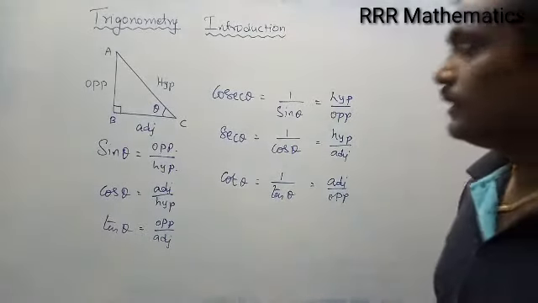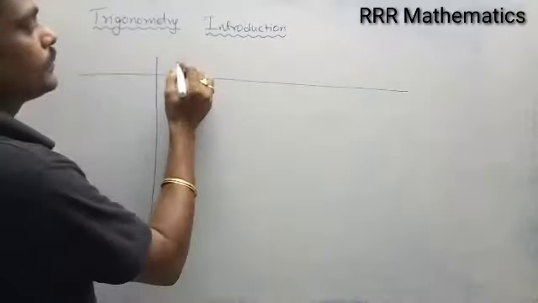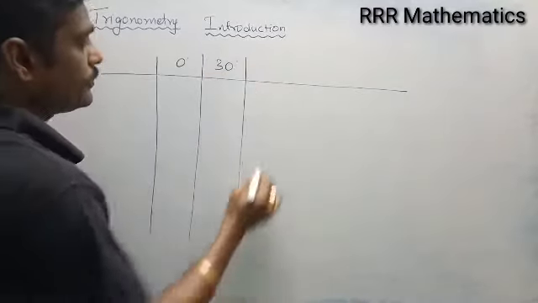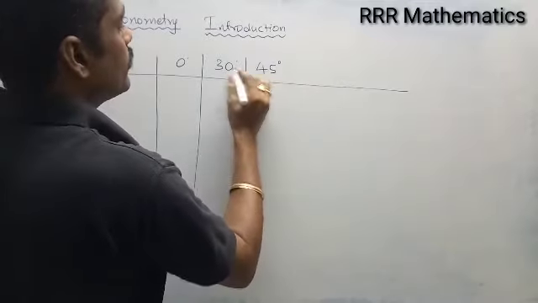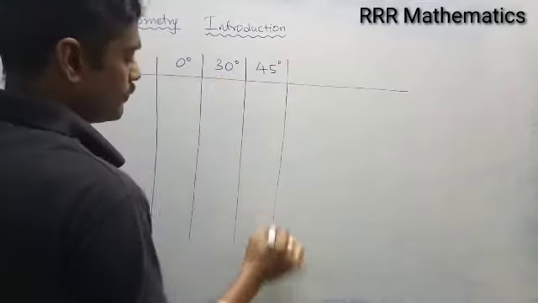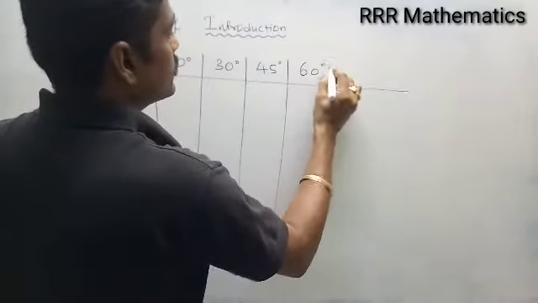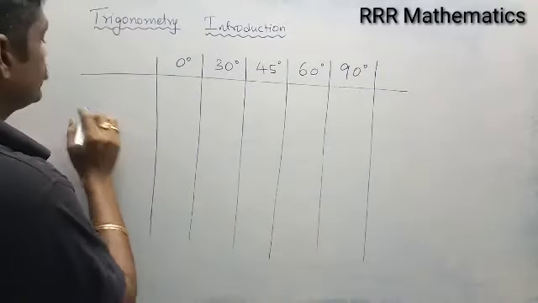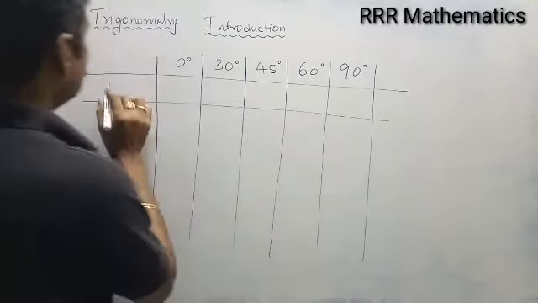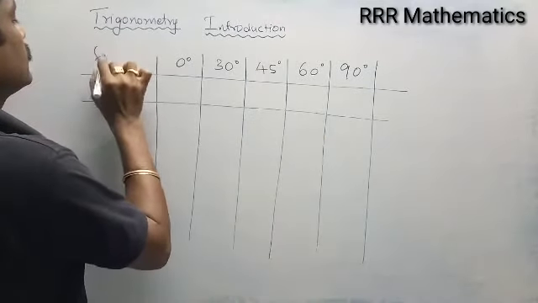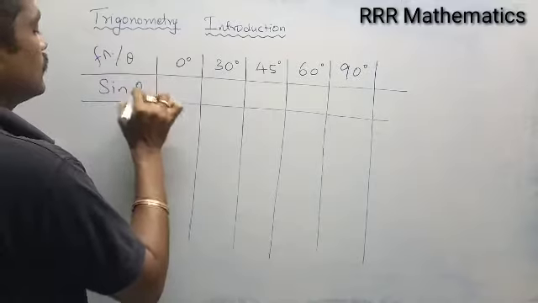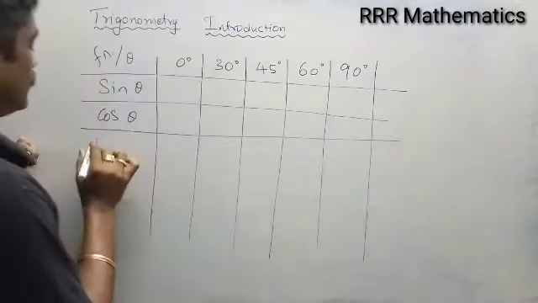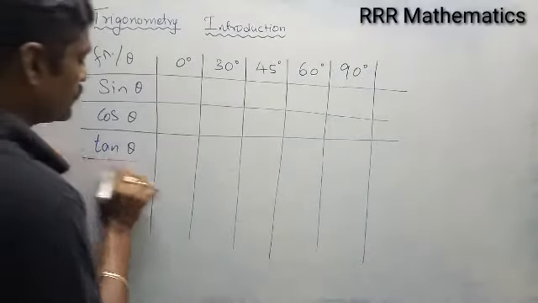Mainly we discussed the trigonometric ratios of the angles 0 degree, 30 degree, 45 degree, 60 degree, 90 degree. Now let us see. I write 0 degree, 30 degree, 45 degree, 60 degree, 90 degree. Very first, the sine function, the cosine function, then the tan function.